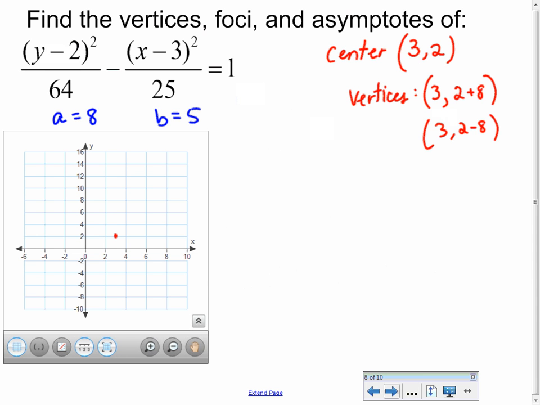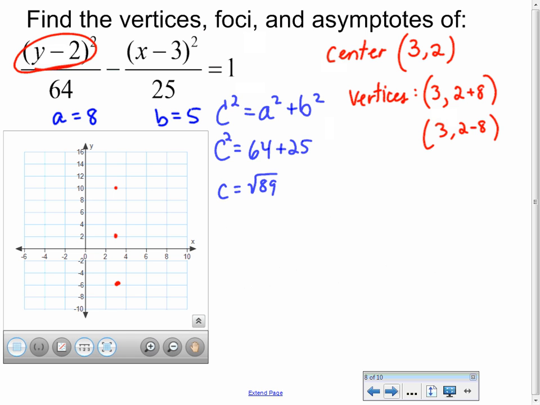And my vertices then are going to go up and down 8 because it's larger in this y direction, right? So I'm going to go up 8 from there to 10, and down 8 to negative 6, I believe. I got this right. Yeah, just double checking. So that looks good. And I now know a little bit about the graph. I know that those are the vertices. So I got A, I got B.